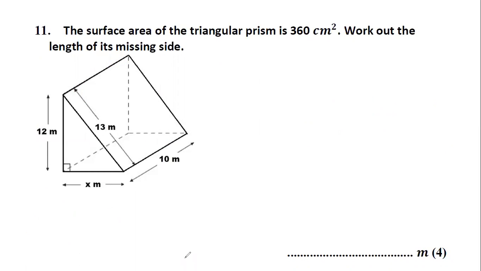Let's move to the next question. It says the surface area of the triangular prism is 360 centimeters squared.